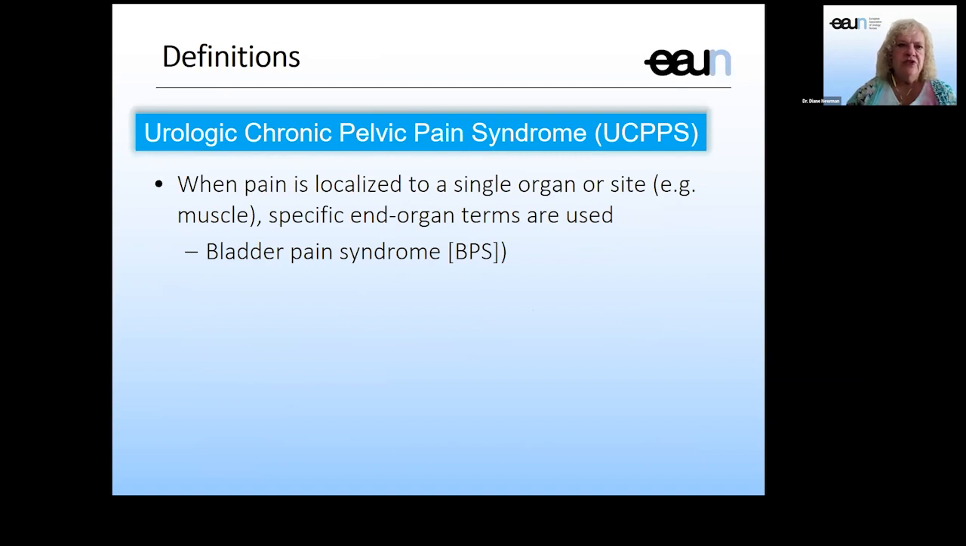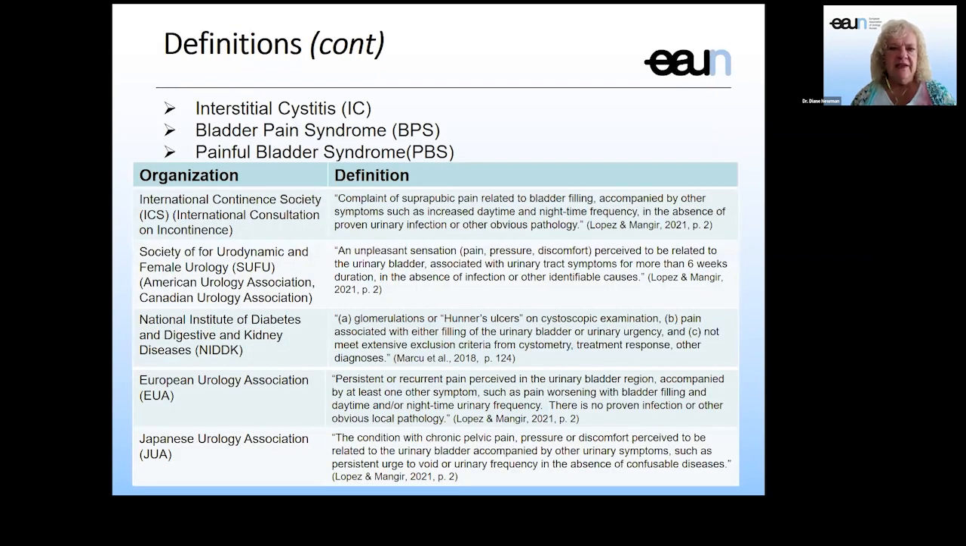What you're seeing and where the research is going in this area is something called urologic chronic pelvic pain syndrome. And this is when the pain is localized to a single organ or site, such as a muscle, or as in bladder pain syndrome, the bladder with urinary symptoms. The most common one that has most of the research, and actually is what we see quite a bit in urology, is something called interstitial cystitis, which terminology has changed to bladder pain syndrome or painful bladder syndrome. And this has really been defined by many organizations that I'm not going to go through, but I have listed them in this slide deck.